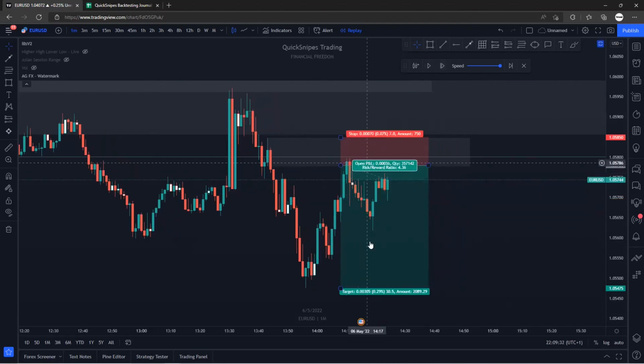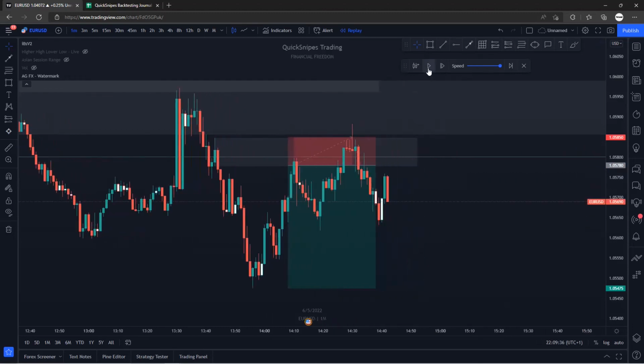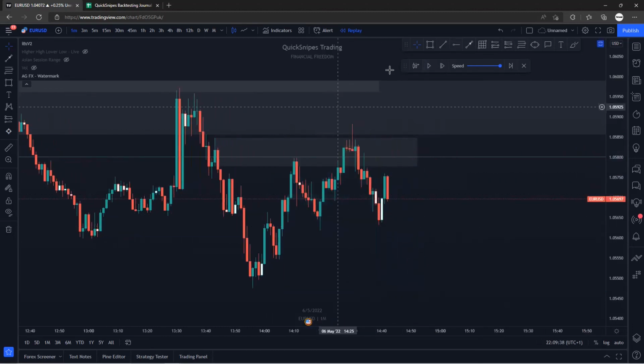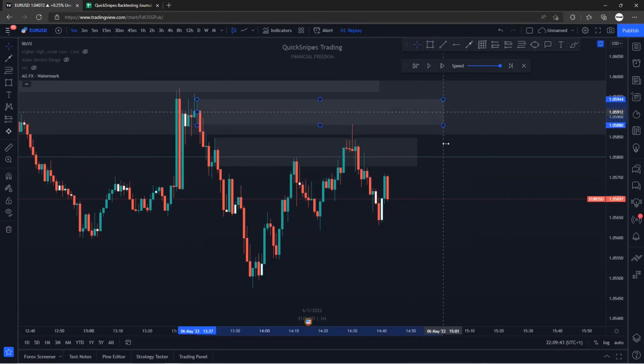You could have a re-entry in there because we broke that structure. And that's why we need to be careful. There's another order block in here. This would have been the trade.